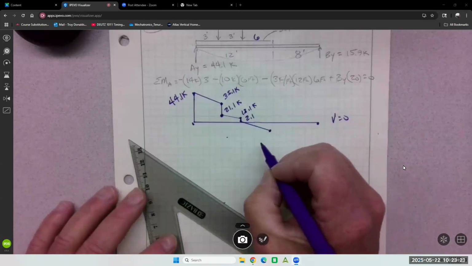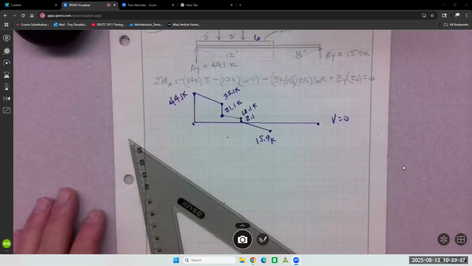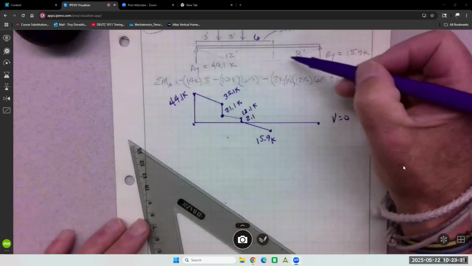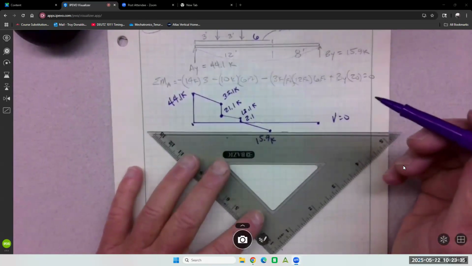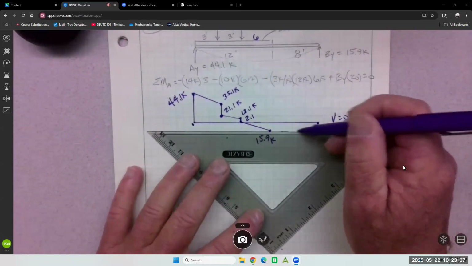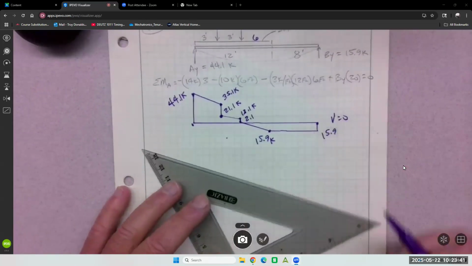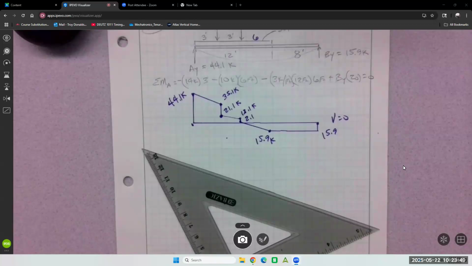$15.9. Then what happens out here? Straight line to the... yeah, nothing. And if we've done it right, our 15.9 should return. It does. So yeah, kind of a jerky graph, but that's because of the concentrated loads.